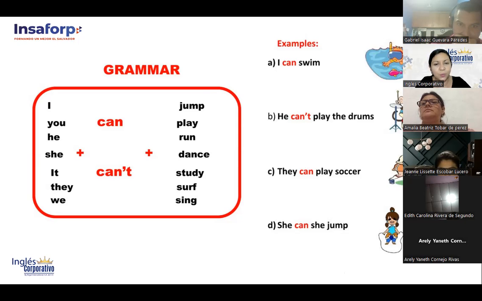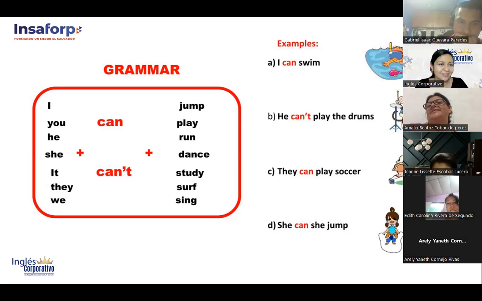So if I ask you, what can you do? I can't drive a car, I can ride a bike. Nice that you can ride a bike, Amalia. Because I have a friend who can't ride a bicycle. There are people who can't ride a bike, so it's not an ability.